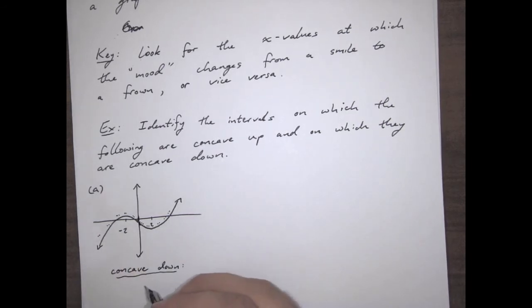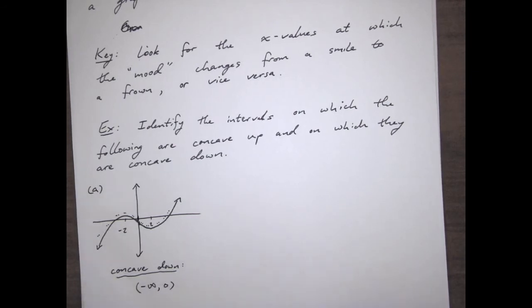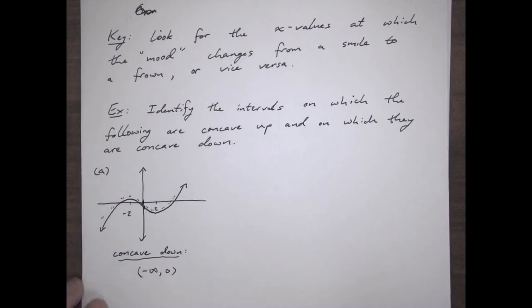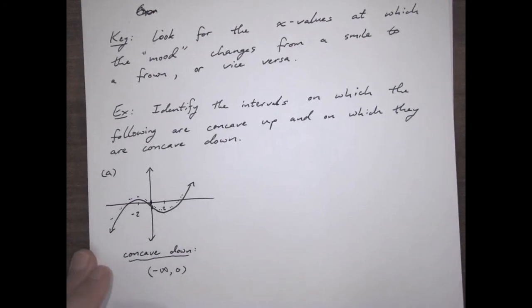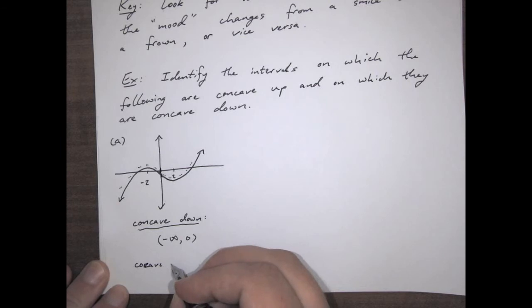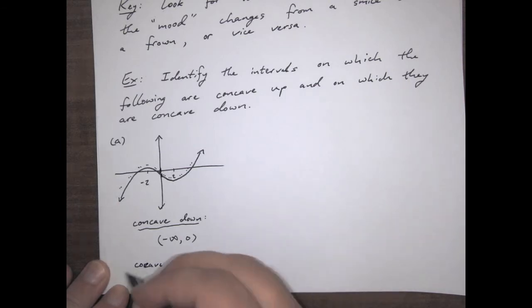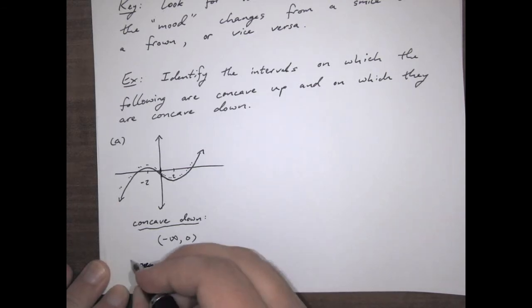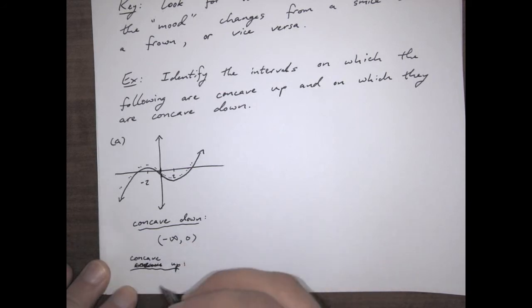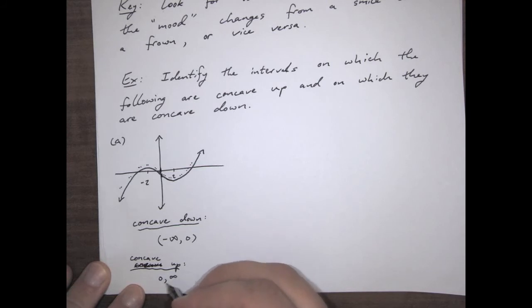So it appears to be concave down, like a frown, until 0. So negative infinity to 0, and whenever it comes to the concavity, we'll always leave the intermediate point unclaimed. So we'll always use the parentheses to indicate that we are not interested in including that. And then concave up. That'll be from 0 to infinity.